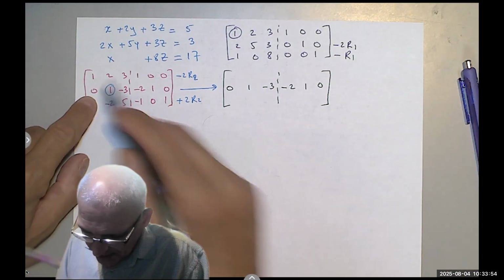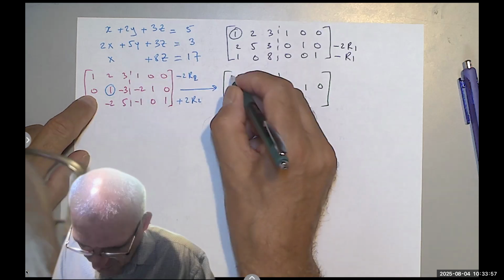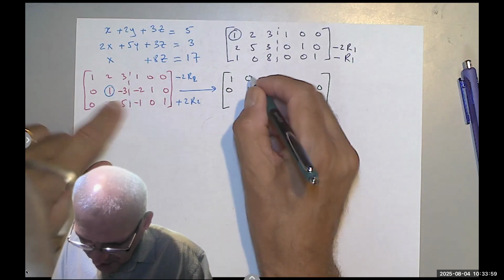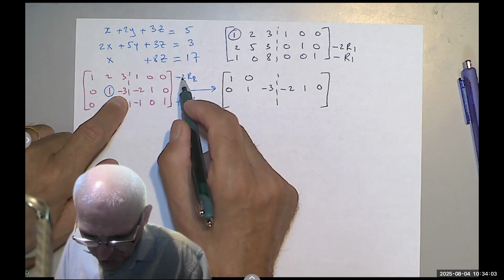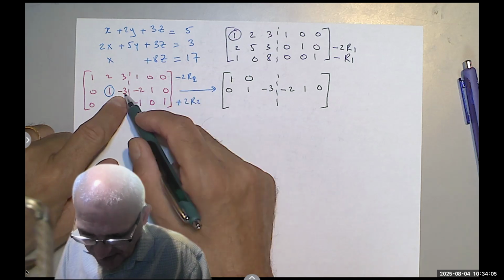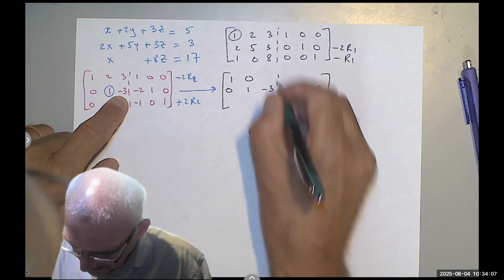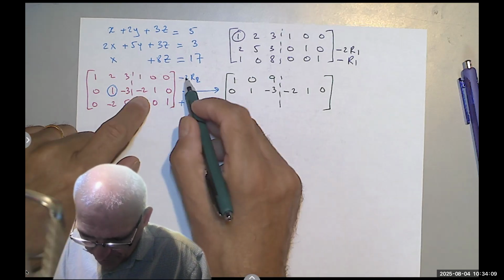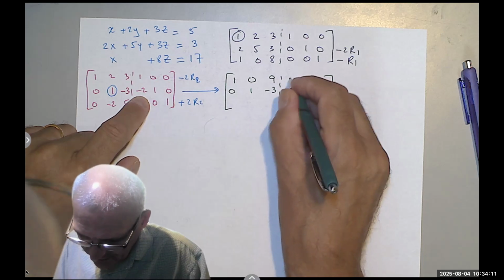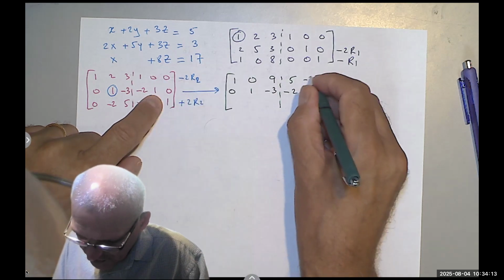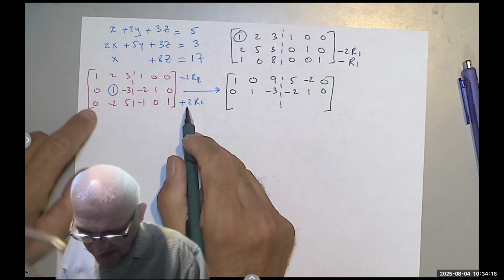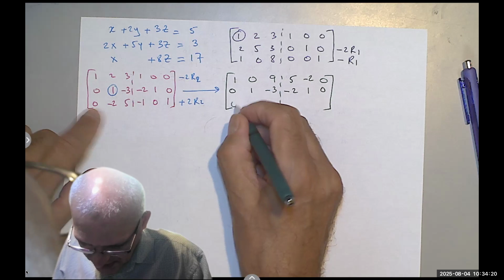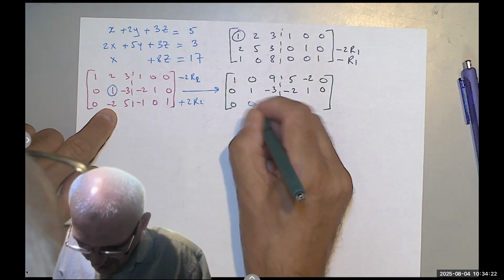When you subtract twice, you say 1 minus 0 is 1, 2 minus 2 is 0, 3 plus 6, because you are going to subtract 2 from negative 2 times negative 3, which is positive 6. 4 plus 1 is 5, negative 2 plus 0 is negative 2, and 0. And then add twice R2. 0 plus 0 is 0. Negative 2 plus 2 is 0.